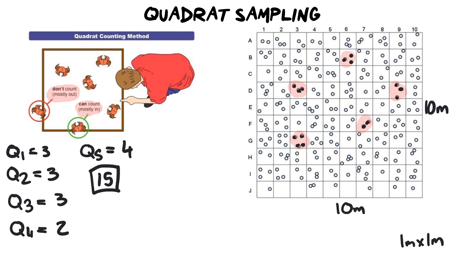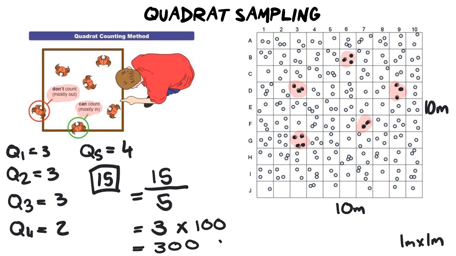We are now going to take those 15 individuals and divide them by 5 to get an average of how many are in each of the quadrats, and that gives us 3. We then take that 3, and we need to multiply it by the total amount of quadrats we have, which was 10 by 10, which means we have 100. And that means our estimated total population size is 300 sunflowers. Again, everybody, if you ever get a decimal answer, you always round down.